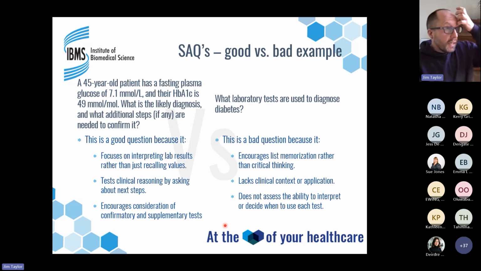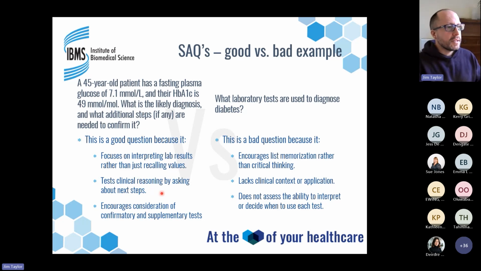Some examples that I've seen in the Reg portfolio, again, a couple of good examples and bad examples. Here, fasting plasma glucose level, yeah, brilliant, lovely. What additional steps are taken to confirm it? This is a good question because it focuses on specific lab results rather than just recalling a value. Anybody can recall a value, and if somebody isn't recalling that value directly in front of you, how do you know they didn't just go and look it up prior to giving you that information?